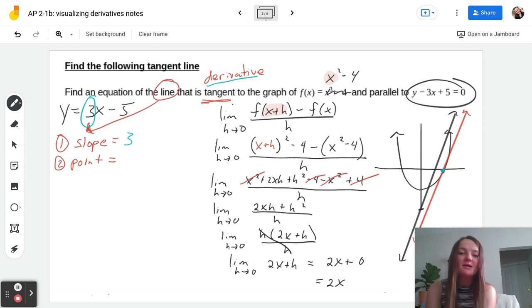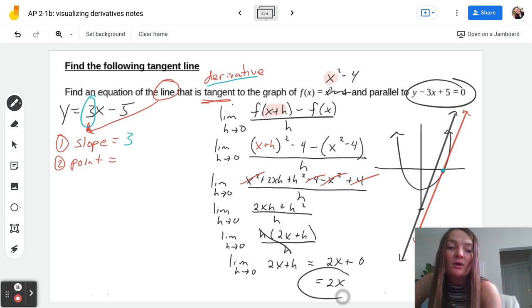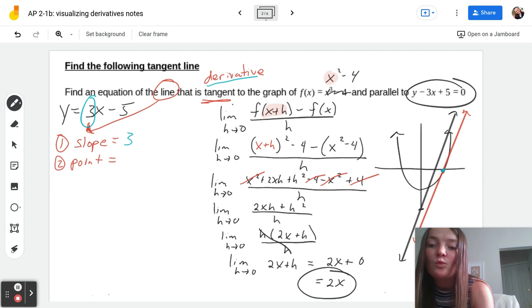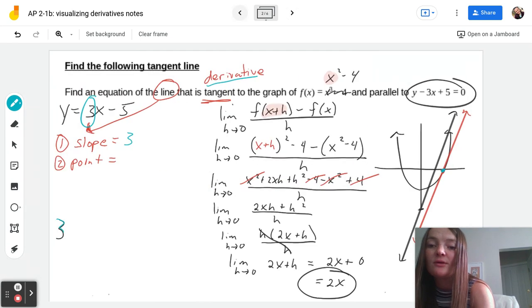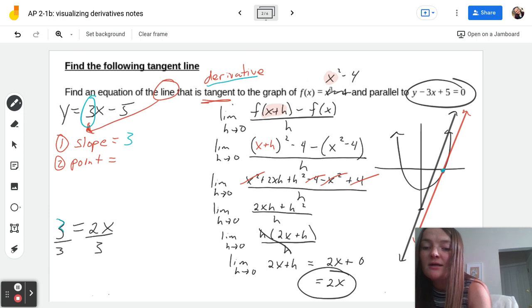So my question is, when does the quadratic have a slope of 3? That's going to be the point that we're looking for. Well, the quadratic has a slope of 3 when 3, my slope, is equal to my derivative graph, when 3 is equal to 2x. I'm going to divide by 3, and so I get x is equal to 2 over 3. That is half of my point here, 2 over 3.